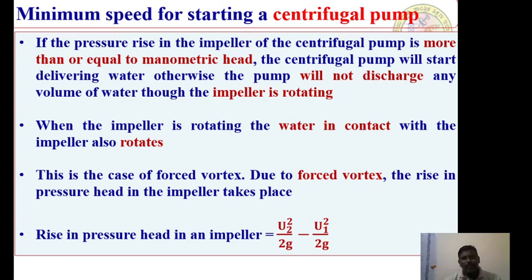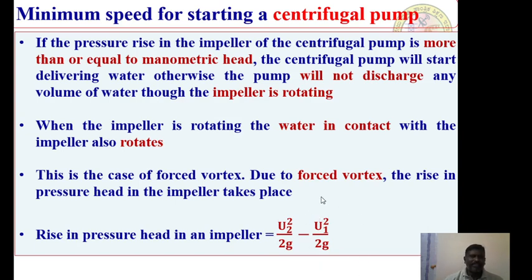P2 by rho g is proportional to U2 square by 2g, the square of the tangential velocity at the outlet. P1 by rho g is proportional to U1 square by 2g. Therefore, P2 by rho g minus P1 by rho g is equal to U2 square by 2g minus U1 square by 2g.